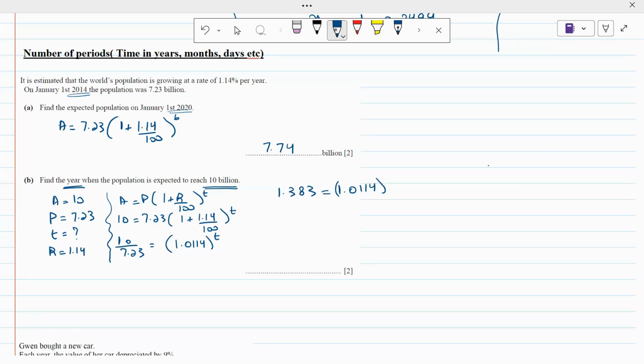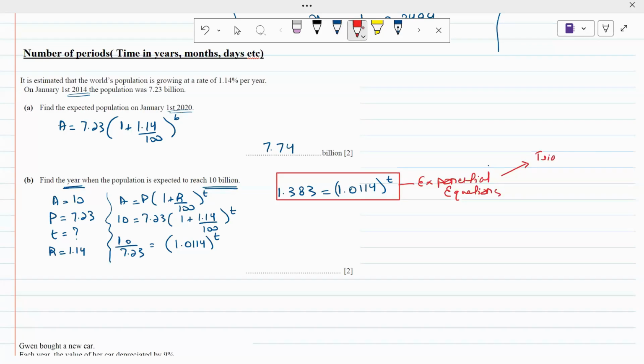1.0114 whole power T. Now this is a very special type of equation in our syllabus. This type of equation is called an exponential equation. In maths, we have two methods to solve exponential equations. One method is trial and error, which can take some time. And the other method is logarithms. Not in our syllabus, but in maths.